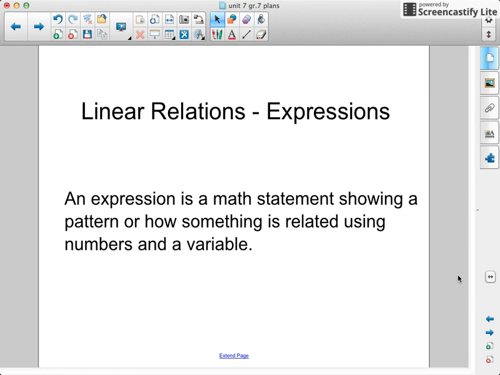It's time for a new unit, so we're starting the linear relations unit in math with McComish today. And we're going to be looking at some expressions. An expression in math is a statement showing a pattern or how something is related using numbers and a variable. So yes, we have to use letters in this unit.